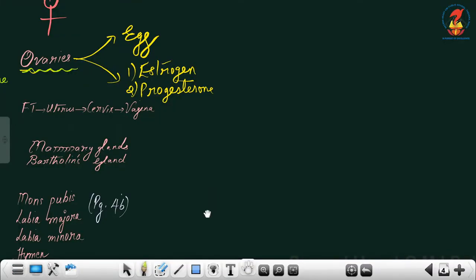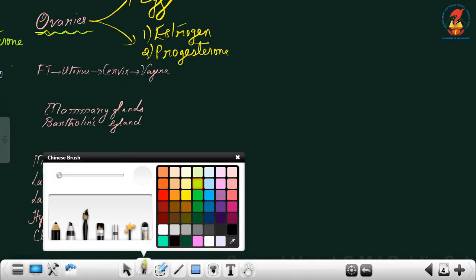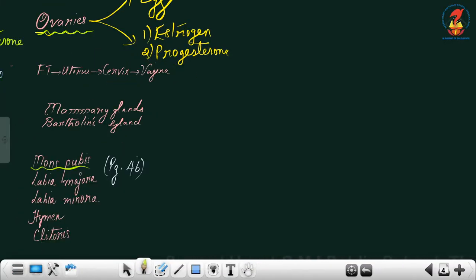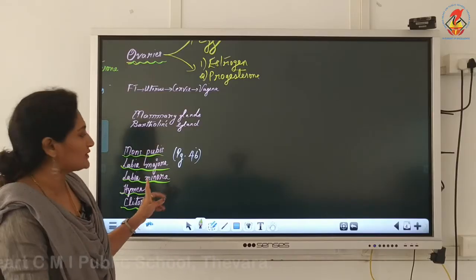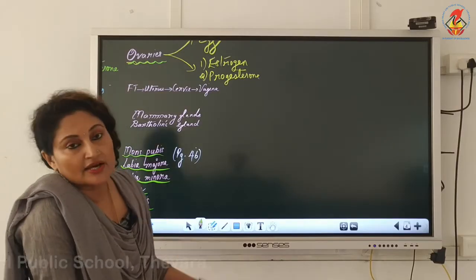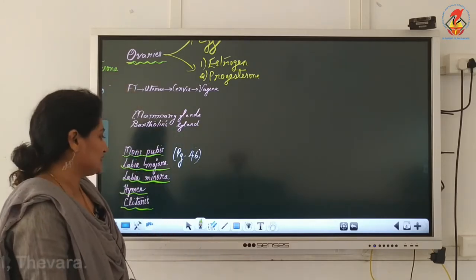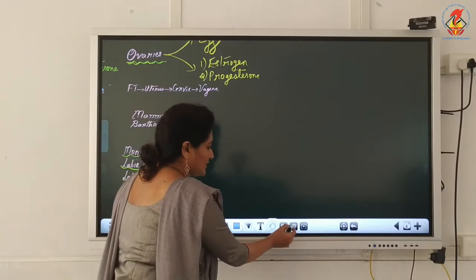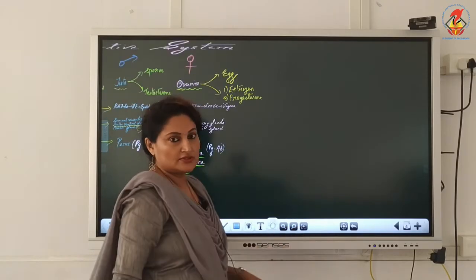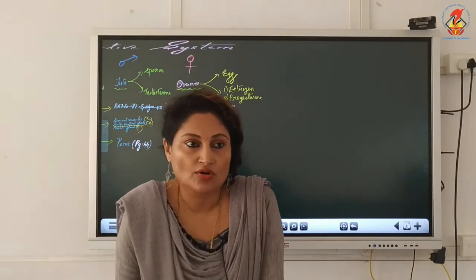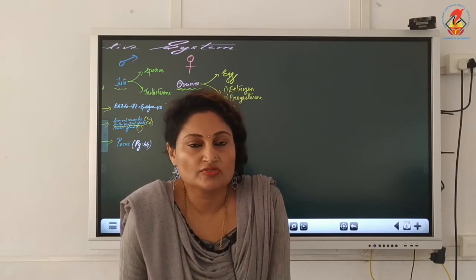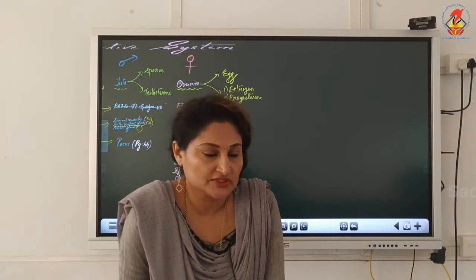Next, moving on to the external genitalia, it's represented by mons pubis, labia majora, labia minora, hymen and clitoris. This represents the external genitalia. Refer page 46 to know more details. I hope you understood the description of the male and female reproductive system.